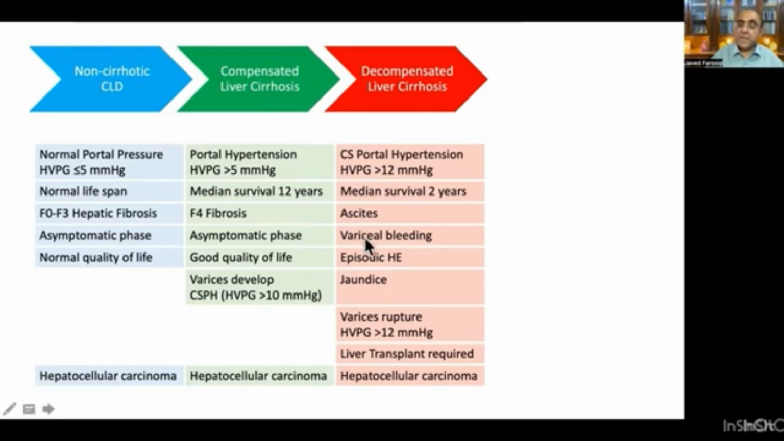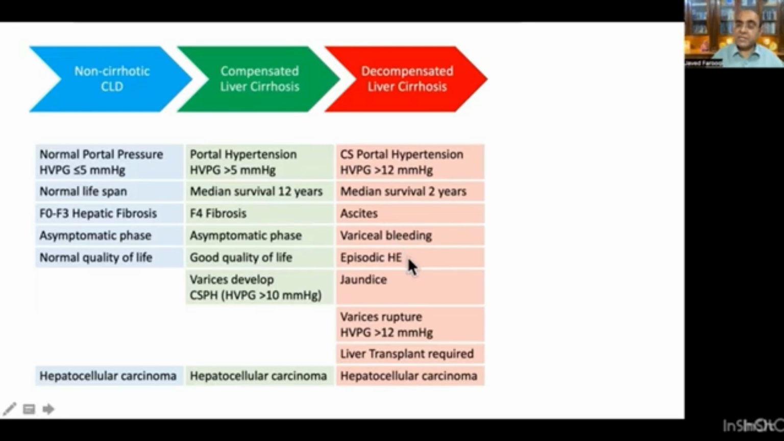Variceal bleeding is the second most common complication. Remember, in compensated liver cirrhosis, varices develop when the pressure is more than 10 millimeter, but when this exceeds 12 millimeter, then these varices rupture. So the development of varices does not make a patient decompensated. It is the variceal bleed which makes a patient decompensated.